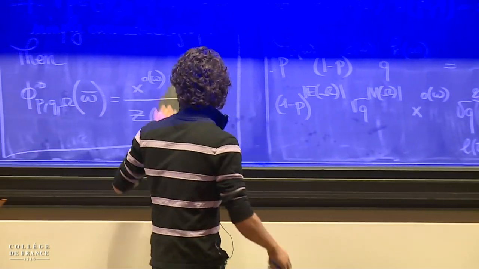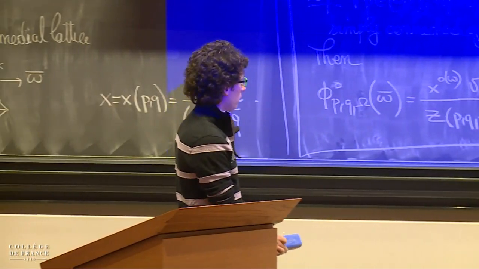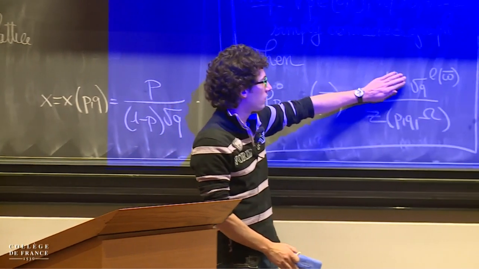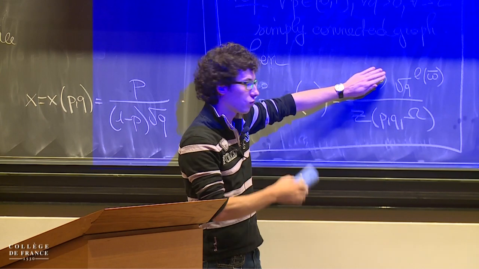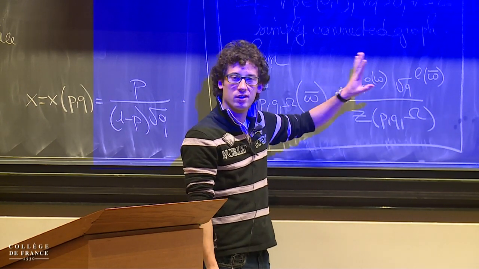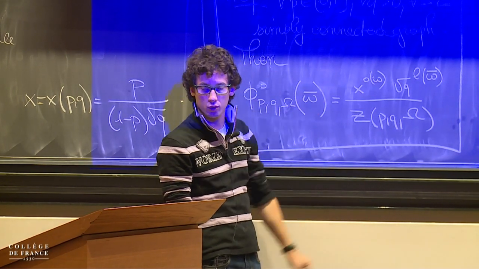Okay, so that's the law of the number of loops, and I will be focusing on p equal p_c because that's where I want to work, at the critical point. So just think, in this case, it's just proportional to square root of q to the number of loops.